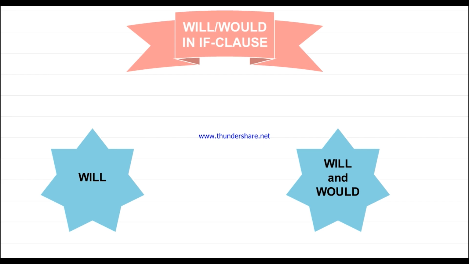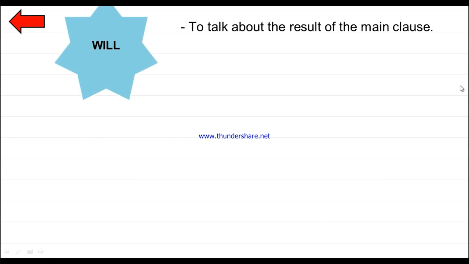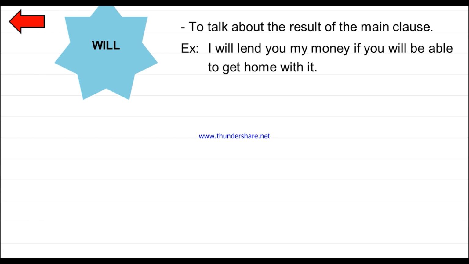Next, normally, will and would cannot be used in the if clause, but they can be used only when there are specific conditions. Will can be used in the if clause to talk about the result of the main clause. For example, I will lend you my money if you will be able to get home with it. So now instead of the if clause being the condition, the if clause now is the result of the main clause.